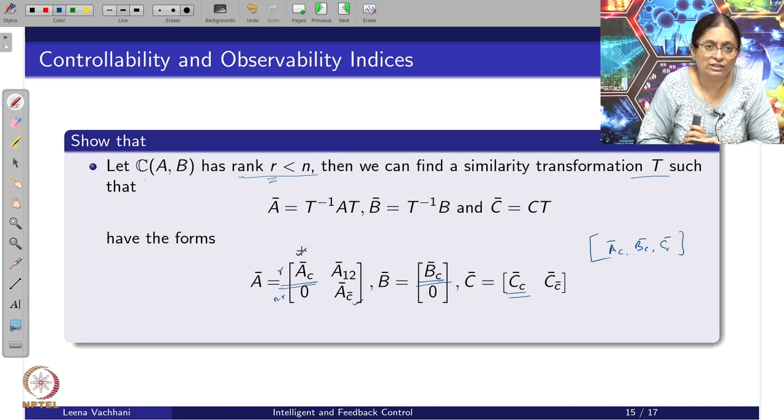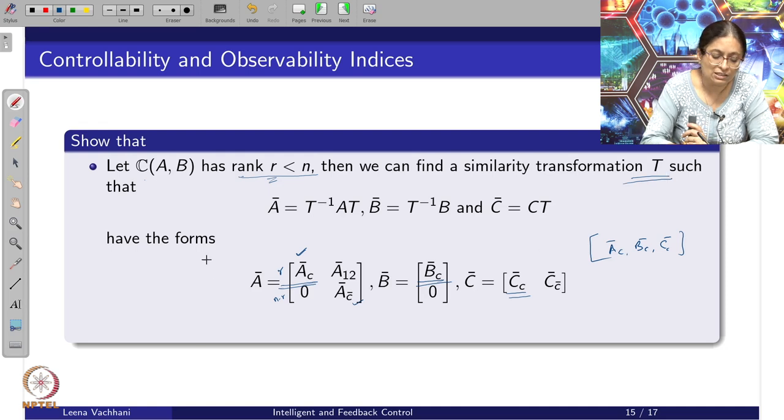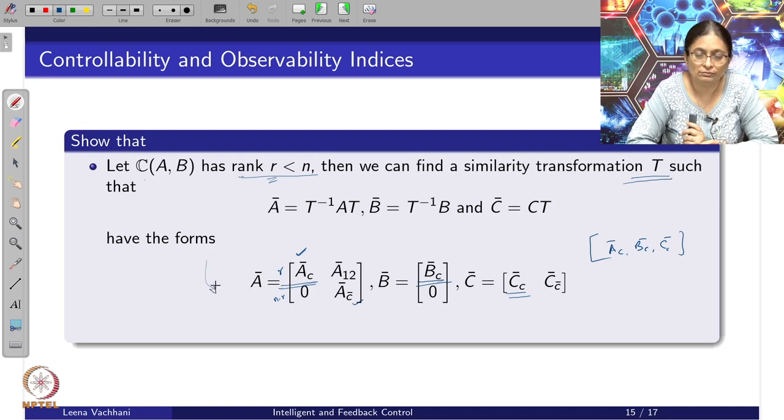R is the rank of the controllability matrix, so R states are going to be controllable and N minus R are non-controllable. So I need to find a transformation T which gives me this form, irrespective of whether a SISO system or a MIMO system is applicable. All right, this is more or less a Kalman decomposition method.